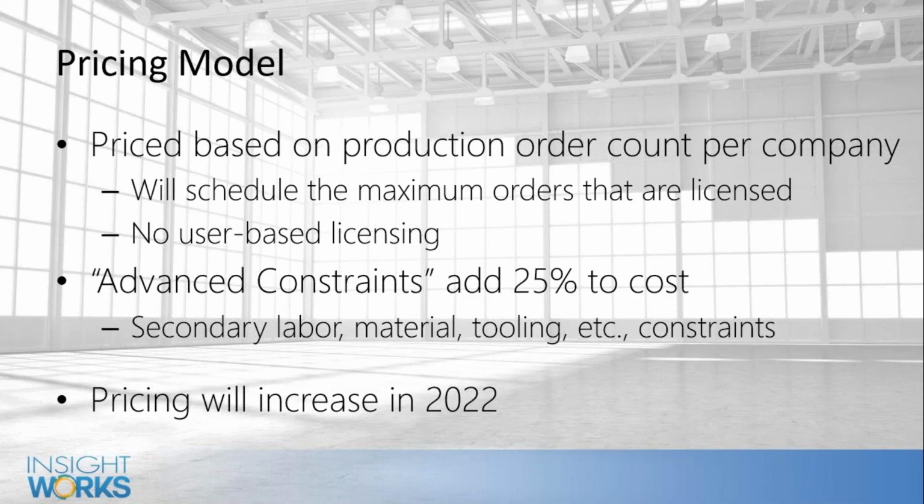So again, a small organization, it doesn't even have to be a small organization. I think the limit is 75 production orders. You're under $200 a month, and it's 10 seconds or a minute or whatever it takes, depending on the complexity of your orders, to generate a schedule. You push it out to the shop floor and you're done. Okay. And again, the pricing is very likely to increase next year.